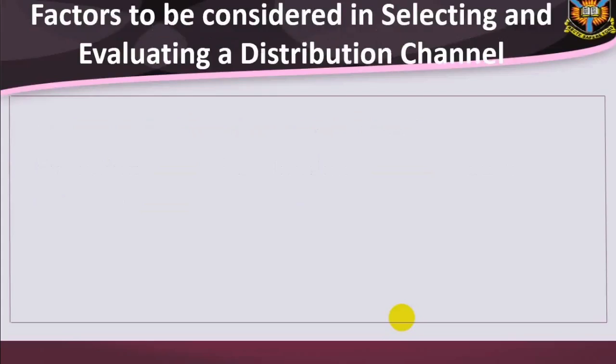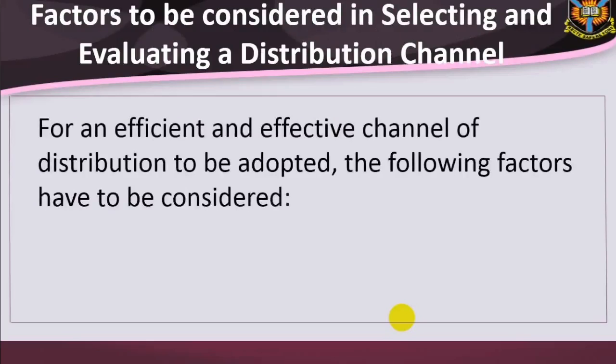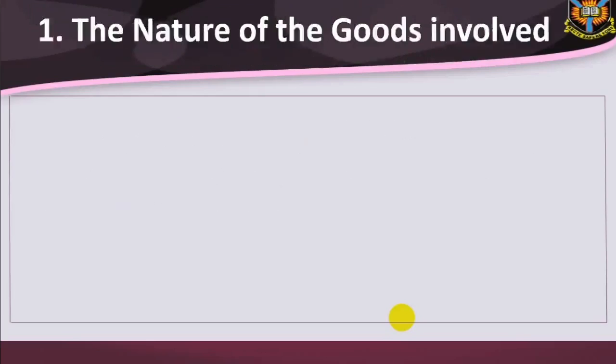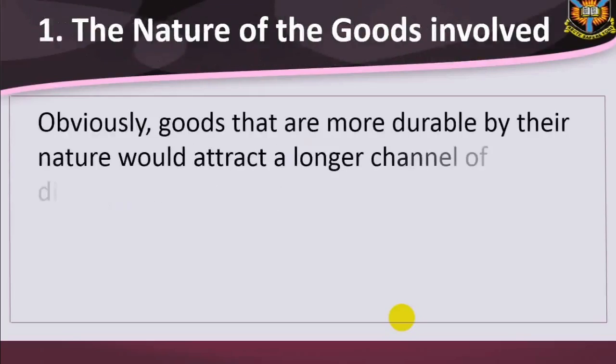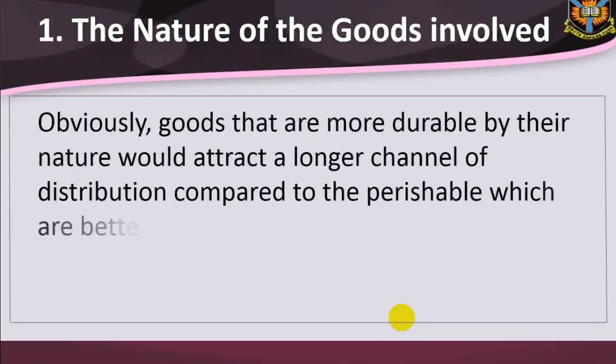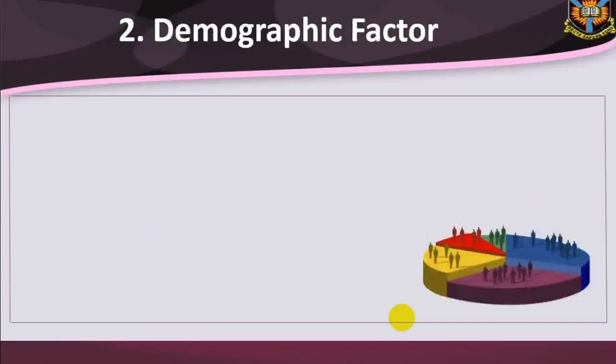Factors to be considered in selecting and evaluating a distribution channel. For an efficient and effective channel of distribution to be adopted, the following factors have to be considered. 1. The nature of the goods involved. Obviously, goods that are more durable by their nature will attract a longer channel of distribution compared to the perishable, which are better off when they are moved directly from the producer to the consumer.